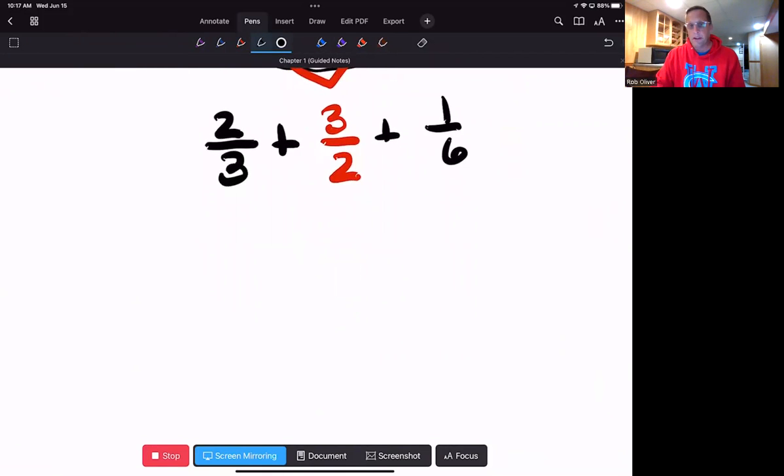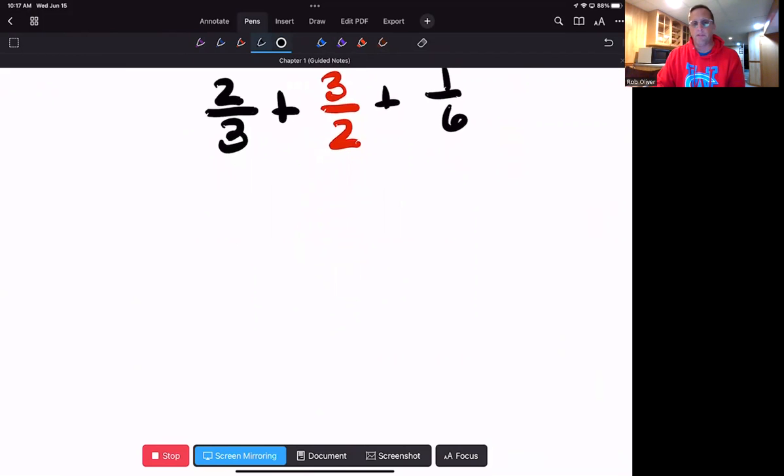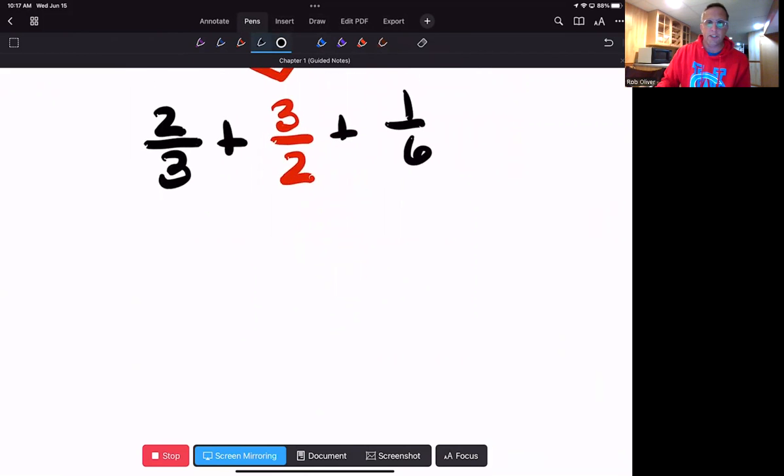And you'll notice we don't have a common denominator here, so we have to find an LCD. Now the LCD of 3 and 2 and 6 is 6, because 6 is a multiple of itself. 6 is a multiple of 2, 2 times 3, and 6 is a multiple of 3, 3 times 2. So what we're going to do is rewrite it. Now remember, when you rewrite it, the numerators have to change if the denominator changes, right? The numerator has to change proportionally.